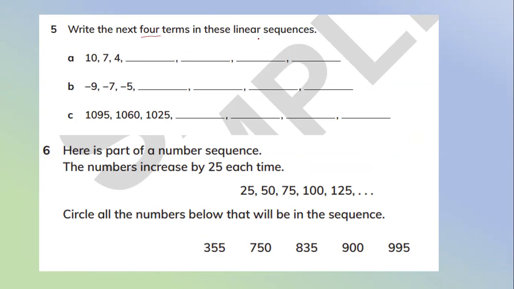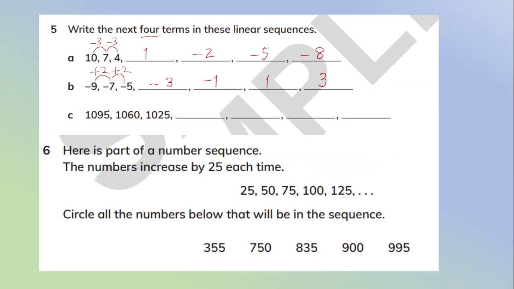Number 5, write the next 4 terms in these linear sequences. So let's check our term to term rule. 10 becomes 7, subtract 3, and another subtract 3, and 4 minus 3 is 1. Continuing to subtract 3: negative 2, negative 5, and negative 8. Part B, negative 9 becomes negative 7, add 2 each time. So negative 3, negative 1, 1 and 3.